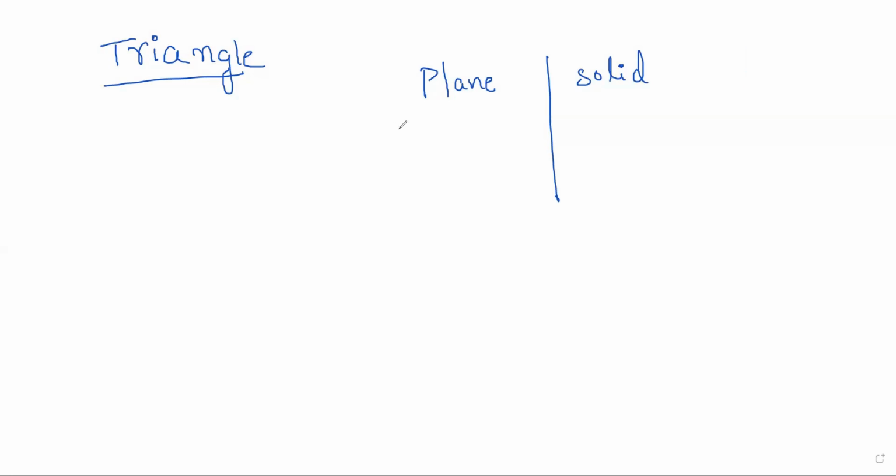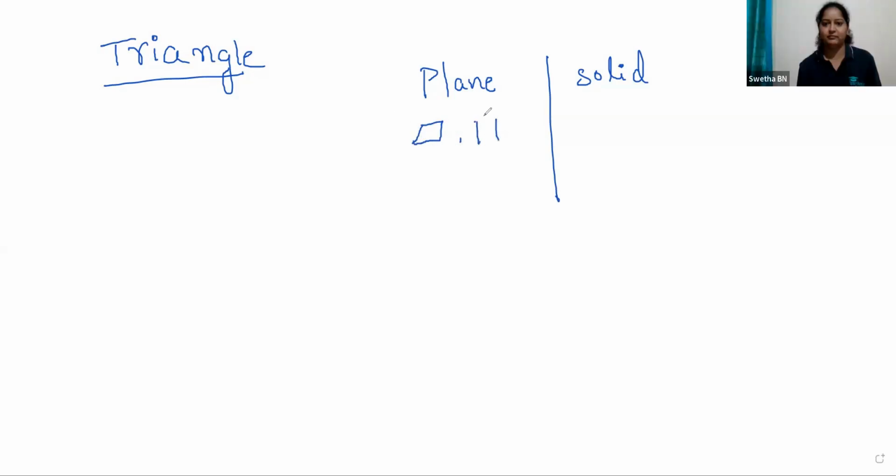Plane figures. Quadrilaterals. Pentagons. Then, hexagon. Okay, polygons. Tell me other types. What about triangle? Triangle is a plane figure, right?